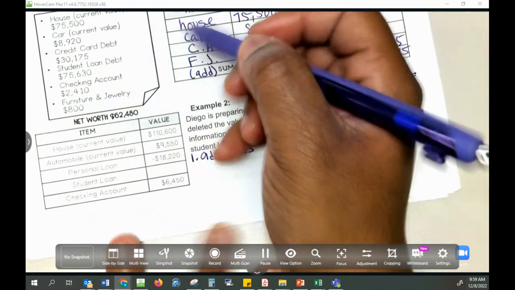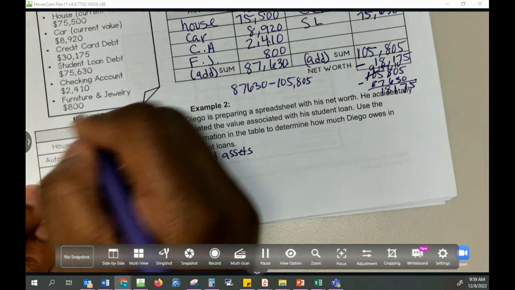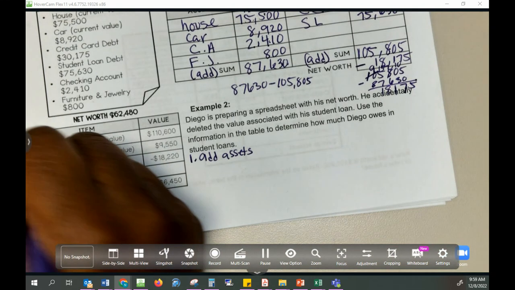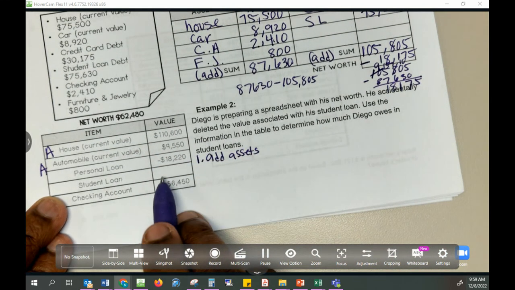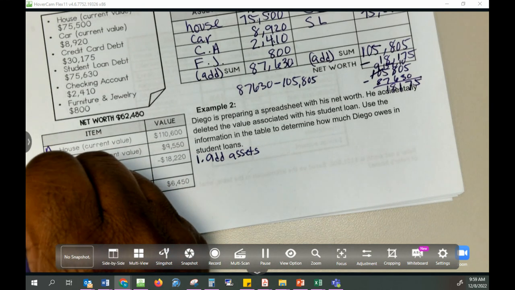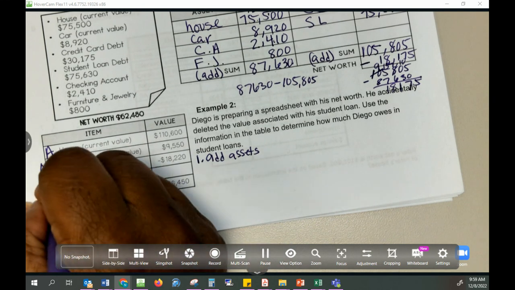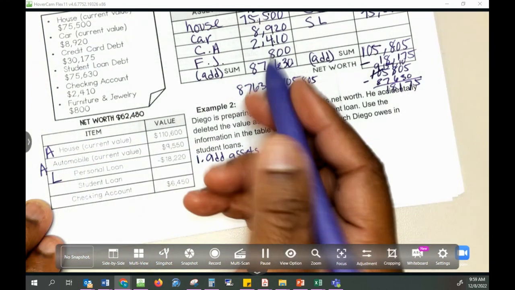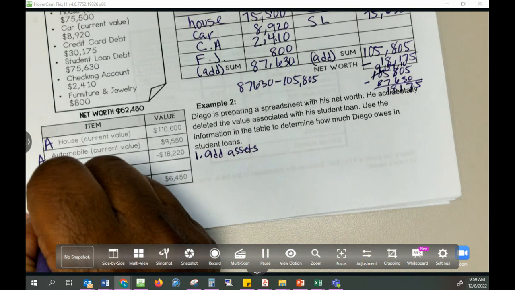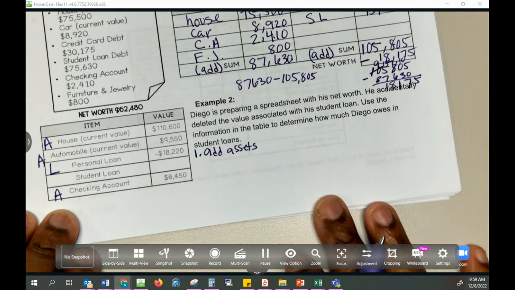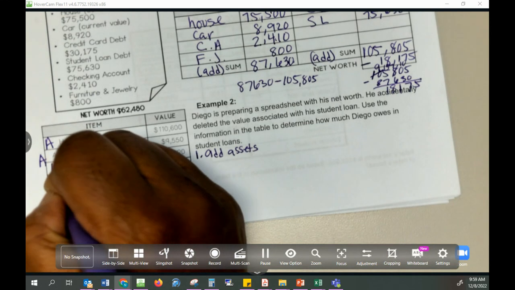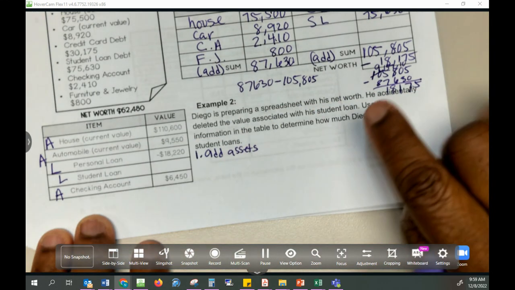So when we look here, we're going to just put A or L next to what's an asset and what's not. His liability, that's an asset, personal loan. And you notice they give you a negative, letting you know this is a liability. Student loan, we don't know this. So this is like our X, right? Or this is something we're looking for. And then checking account is going to be his asset. So we know his student loan, that's going to be a liability, even though we don't know.